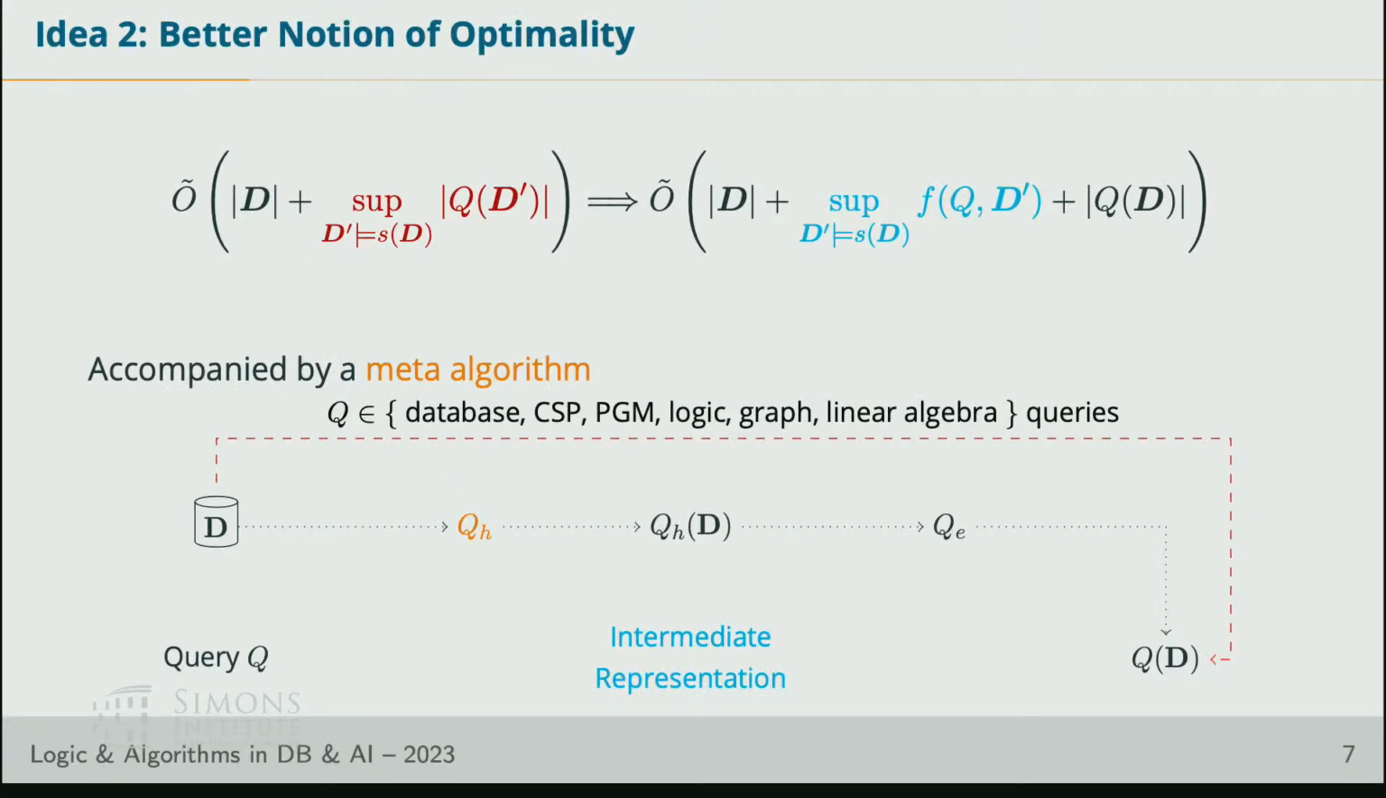So what we will do is, from the database, we'll compute an intermediate representation, so that from here it's actually very easy to extract the output. That's a meta query plan. And this intermediate representation is essentially this quantity here. The time it takes to compute this is exactly that quantity. And hopefully this will be a lot smaller than that red quantity.